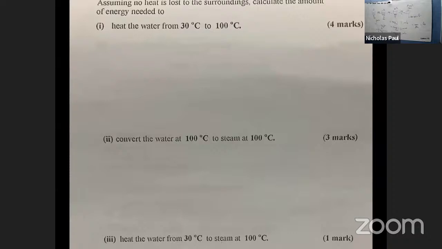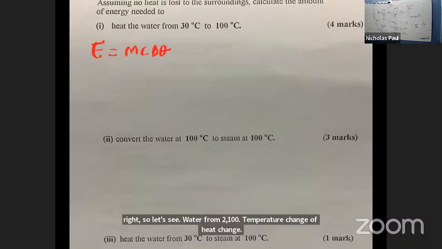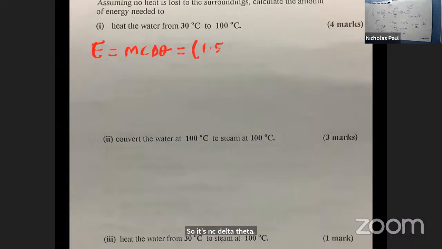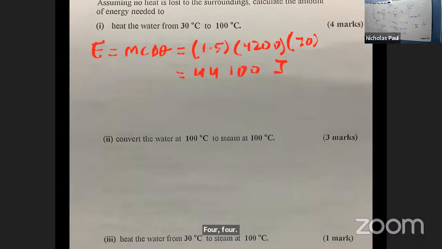All right, so let's see. Water from 30 to 100, temperature change or phase change? So it's mc delta theta. What's the mass again? 1.5. Specific heat 4200 and change in temperature 70. How much is that? 441,000. Nice. That's part 1.